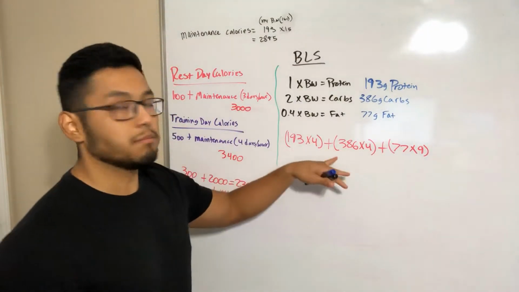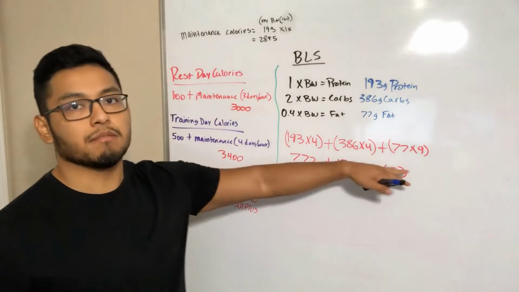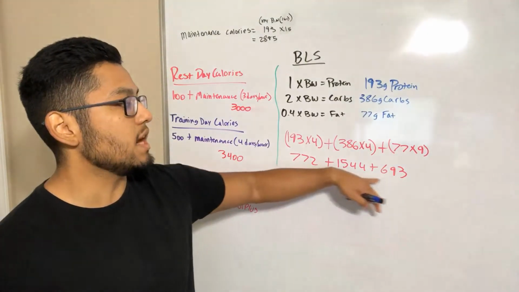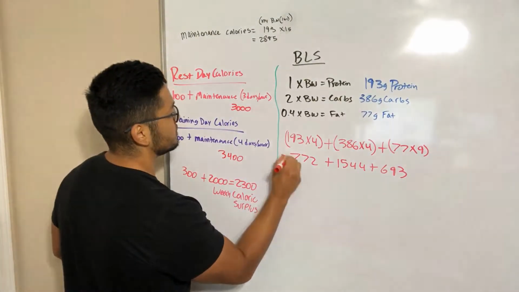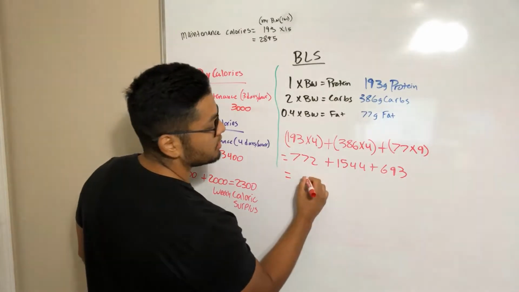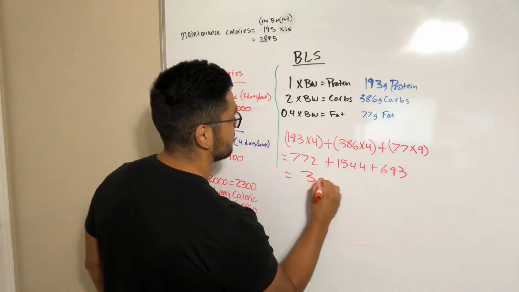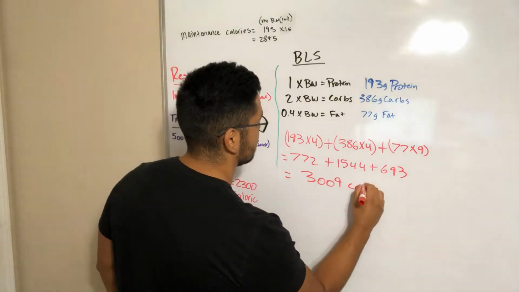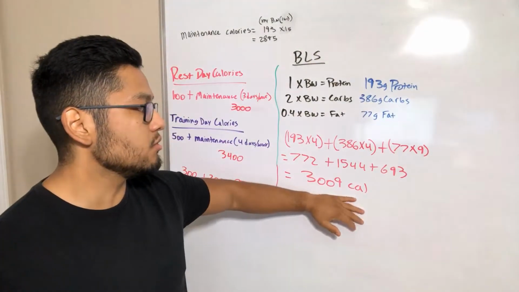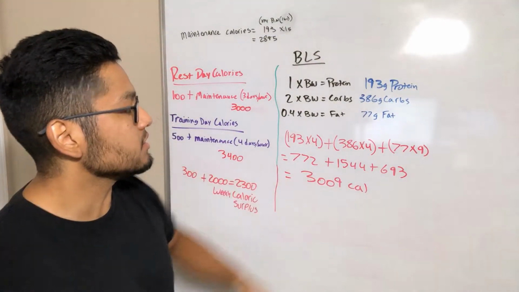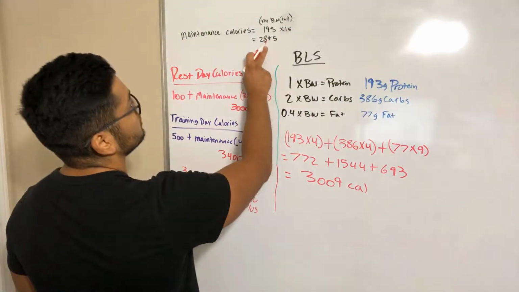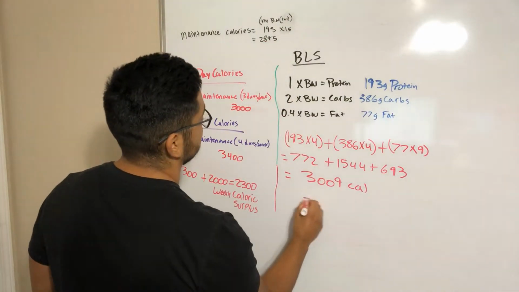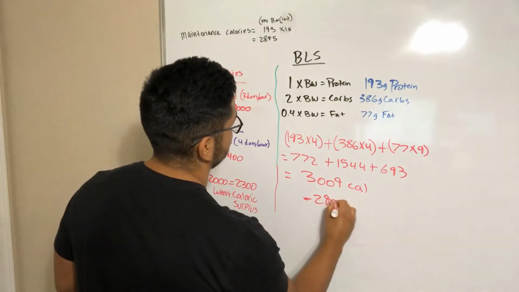So we add all this up. Cool. So after we did the math, we got these numbers, so we add these up again. So this equals that, and then this would be, and then so this number would be how much over my maintenance. This would be about 200, so minus 2,900.